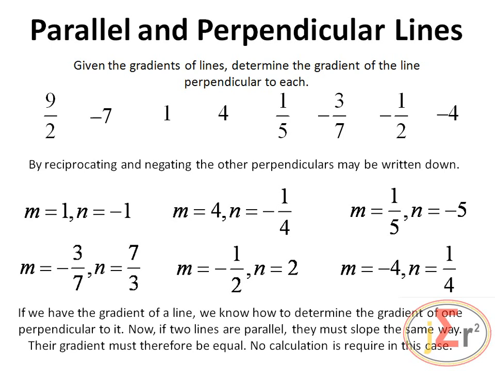If we have the gradient of a line, we know how to determine the gradient of one perpendicular to it. Now, if two lines are parallel, they must slope the same way. Their gradient must therefore be equal. No calculation is required in this case. So if they slope the same way, they are parallel and their gradients are equal.